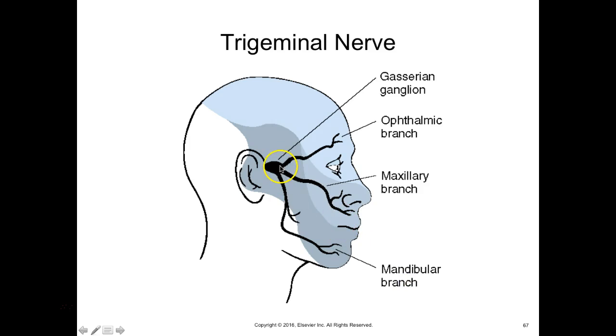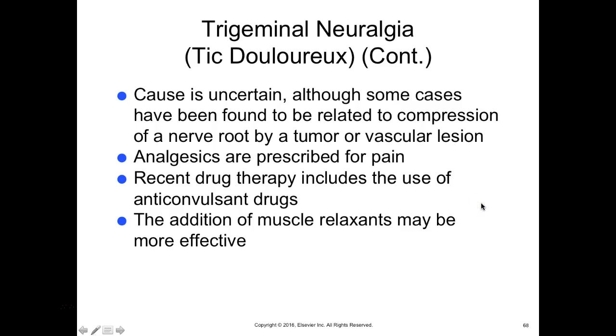So here's showing the trigeminal neuralgia. It's an ophthalmic branch, maxillary branch, and then the mandibular branch. So it would be affecting these branches. So cause is uncertain, although some cases have been found to be related to compression of the nerve root by a tumor or vascular lesion. Pain medications are prescribed, and then recent drug therapy includes the use of anticonvulsant drugs as well. Muscle relaxants may also be effective.